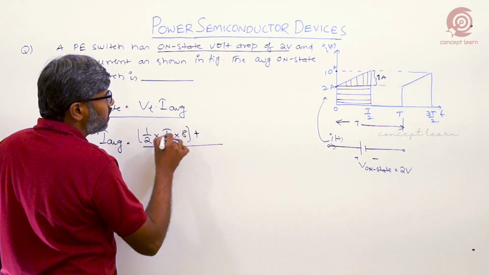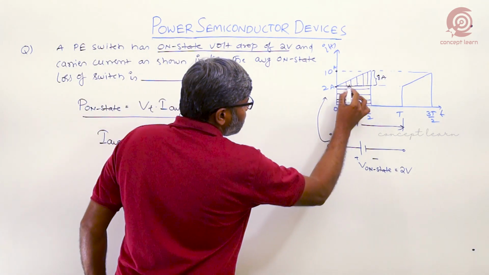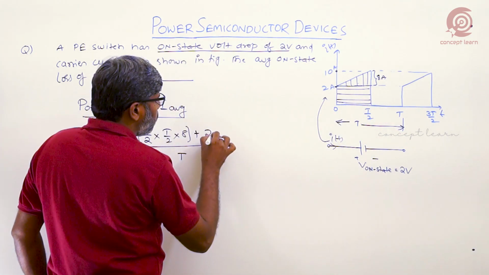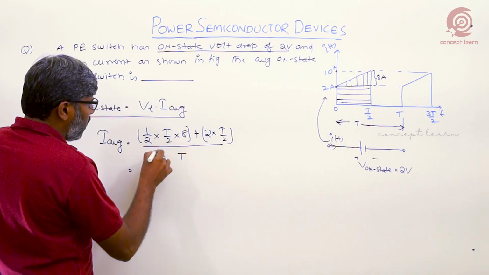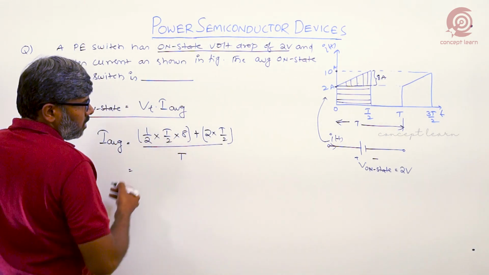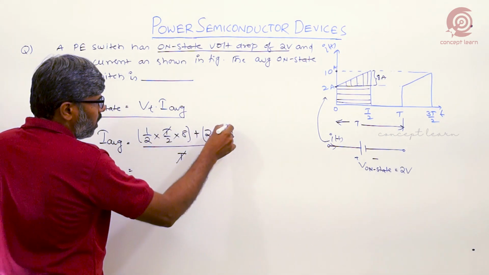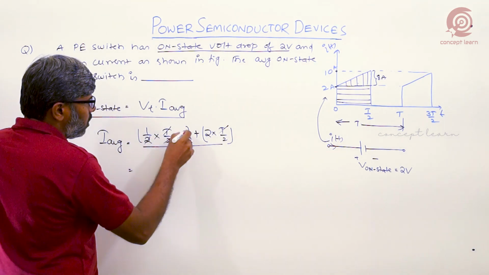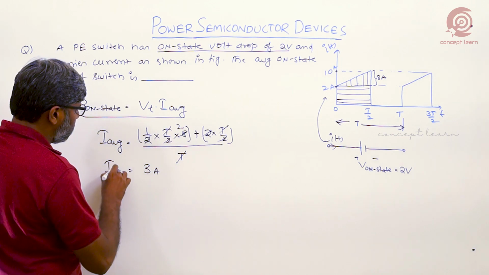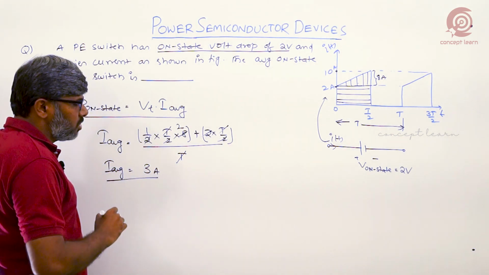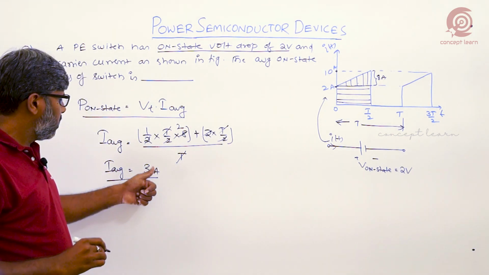8 plus the area of this rectangle, 2 into t by 2. So what do we get? If we take the t common, t will be cancelled, so it is 2. So the answer is 3 amperes. So the I average of the current signal is 3 amperes.